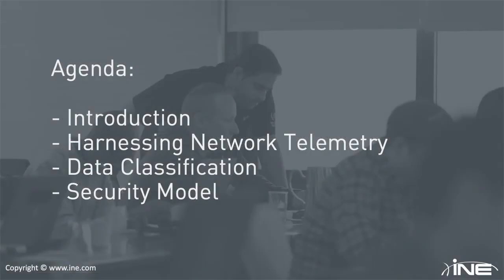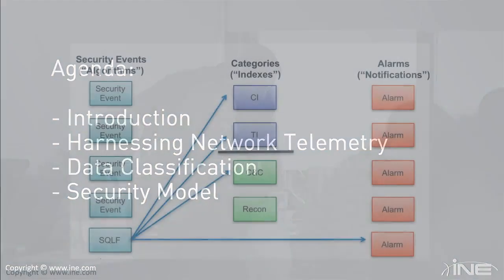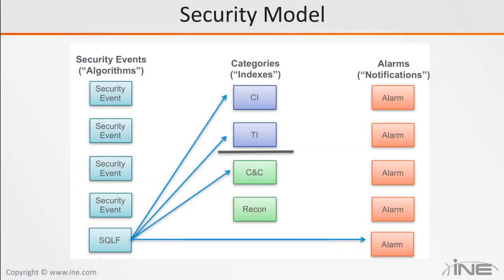Now the last part is, once we have got the data and classified the IPs, that this user belongs to which particular type, it's time to perform security. What is the security model that the Stealthwatch system uses? There are three core components in a Stealthwatch system. First one is called security events, second is indexes, and lastly alarms. Security events are basically, by default in the 6.9 version, 97 in number.